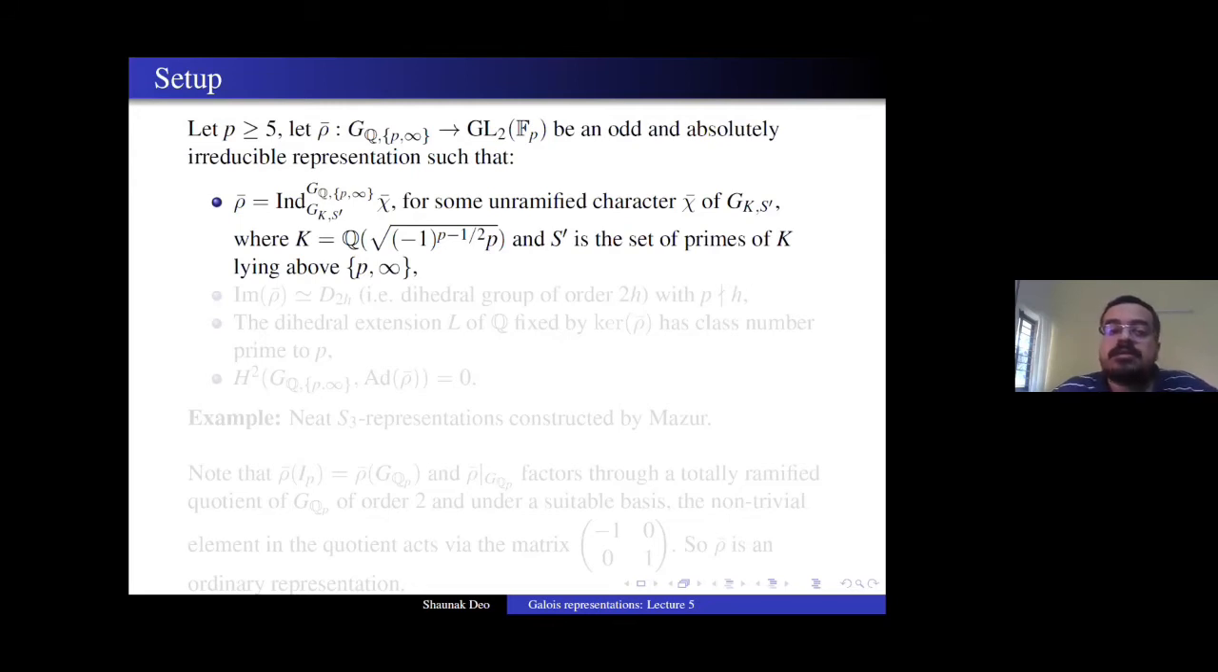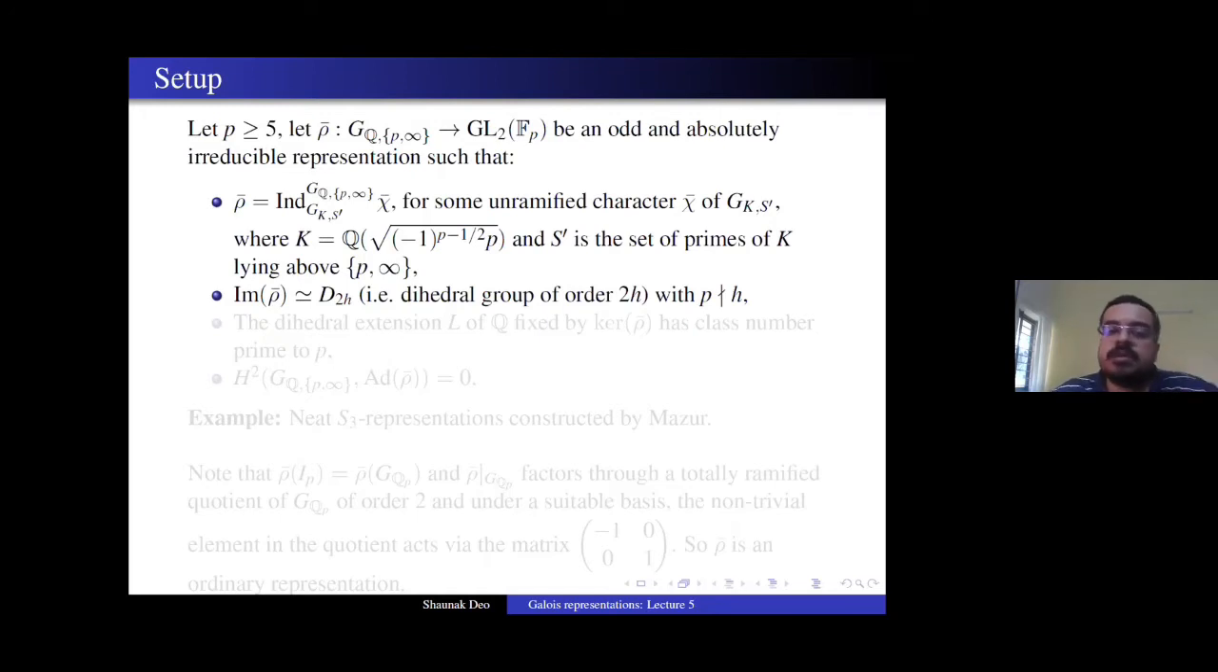So K is Q adjoined with the square root of (-1)^{(p-1)/2} times p. So this is the quadratic extension in which only p is ramified. S' is the set of primes of K which lie above {p, infinity}, and rho bar is induced from an unramified character, so it's unramified everywhere, of G_{K,S'}. And we assume the image of rho bar to be the dihedral group of order 2h with p not dividing h. So the image is rather small.